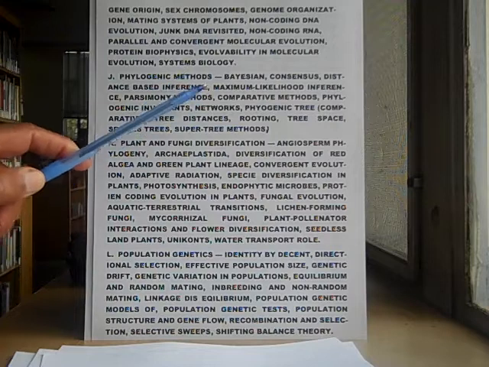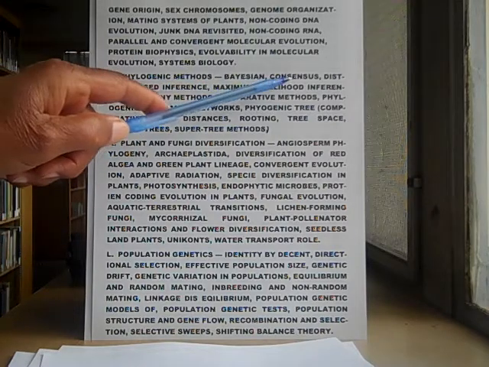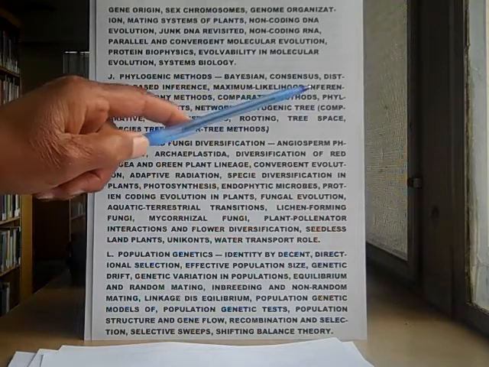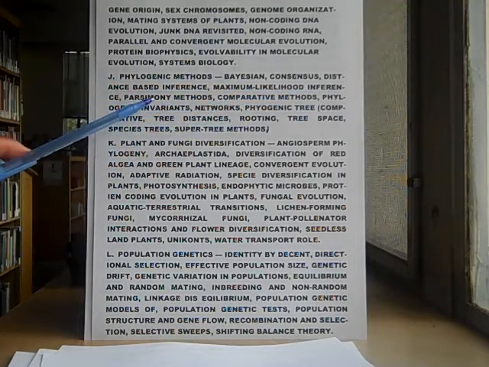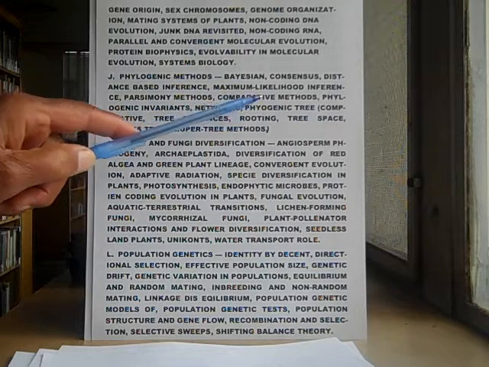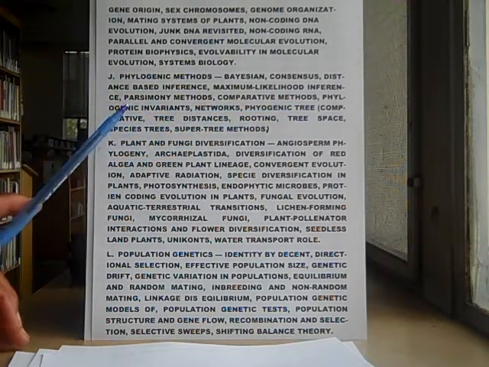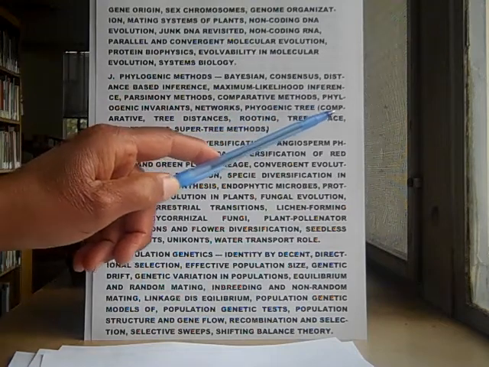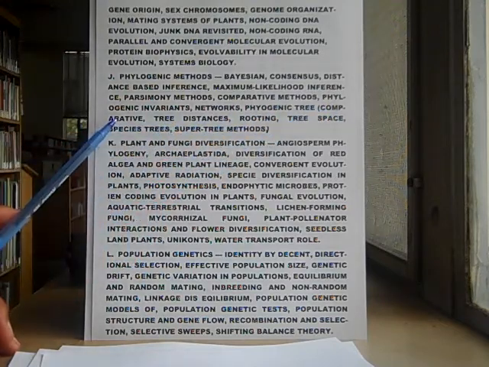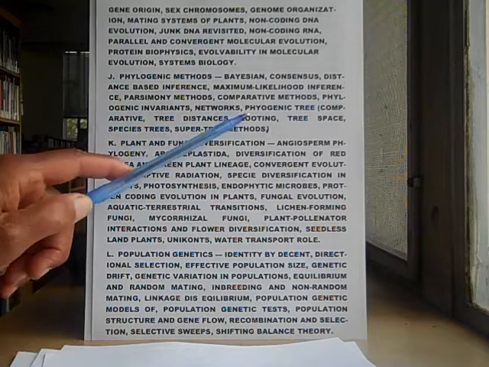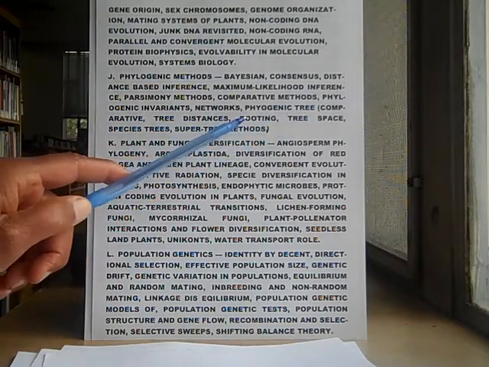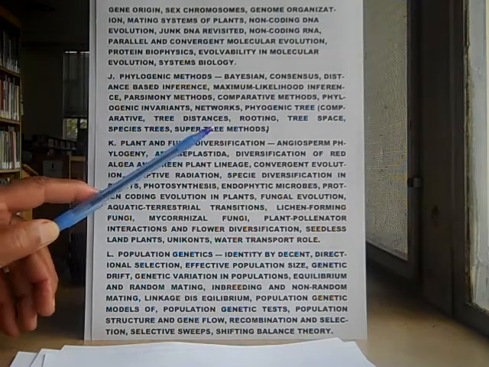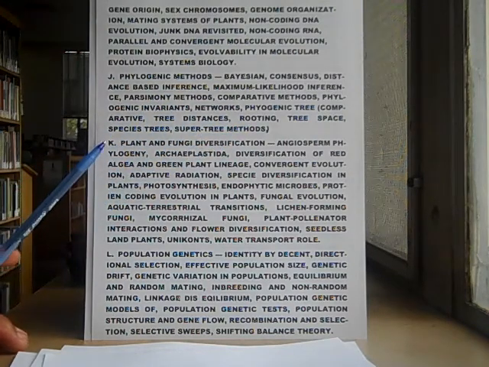Phylogenetic methods. This includes Bayesian, consensus, distance-based inference, maximum likelihood inference, parsimony methods, comparative methods, phylogenetic invariance, networks, phylogenetic tree, which includes comparative tree distances, rooting, tree space, species trees, supertree methods. We'll go to K now.